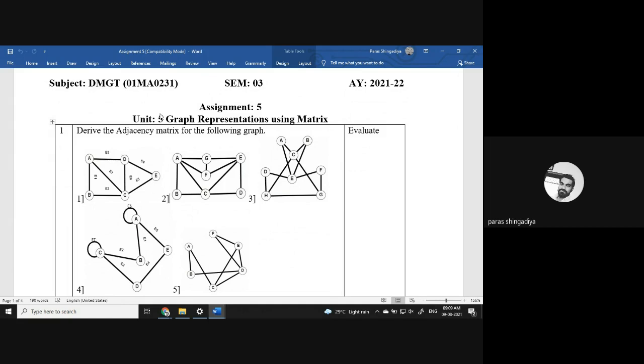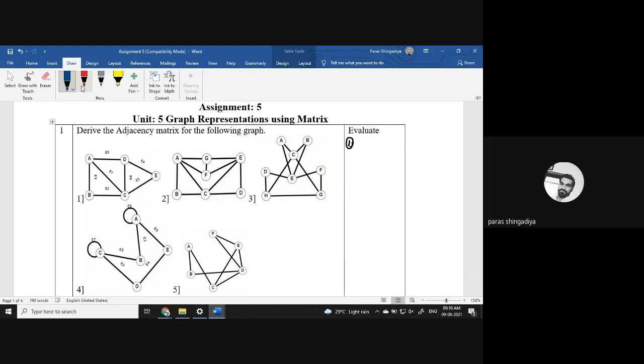So the order of the matrix depends on the number of vertices. Clear? First check how many vertices the graph contains, and as per that you can predict the answer. So let's solve the first one, and the remaining you can easily try. It's very easy, not difficult. Okay, question number 1, let's solve it.